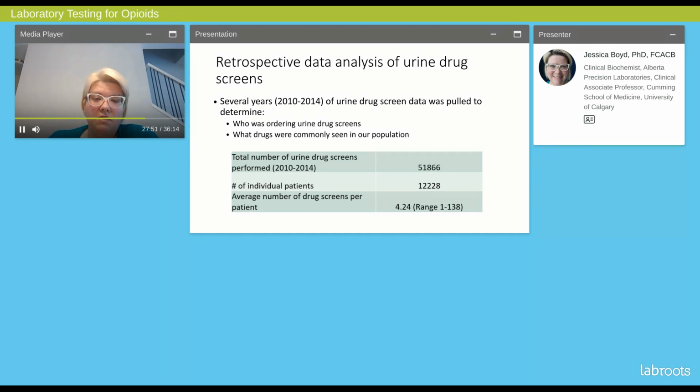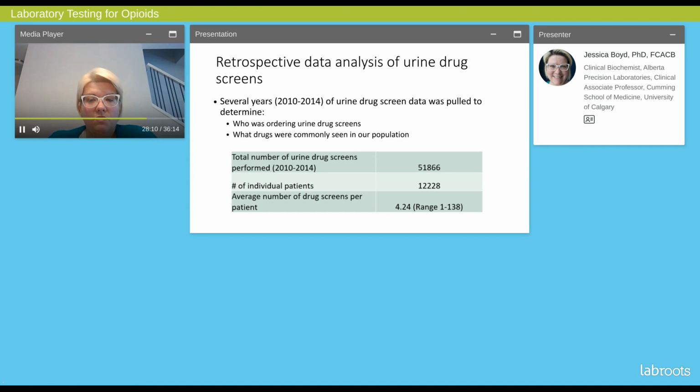We did just over 50,000 drug screens over a 4-year period. That represented just over 12,000 individual patients. And on average, we were seeing just over 4 drug screens per patient over that time period. But of course, we had quite a big range on that.